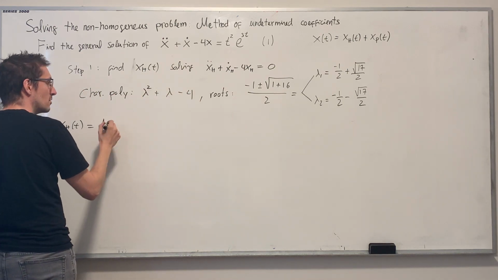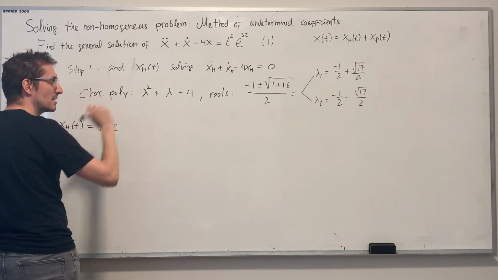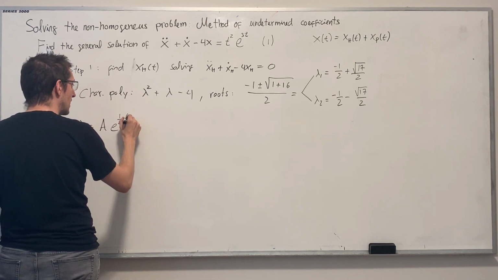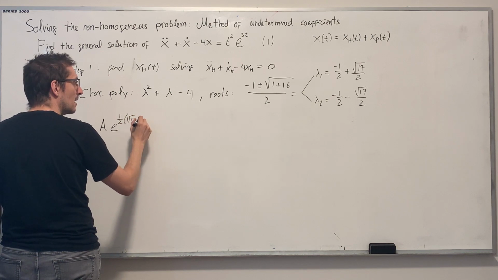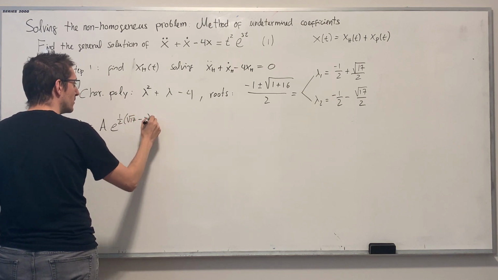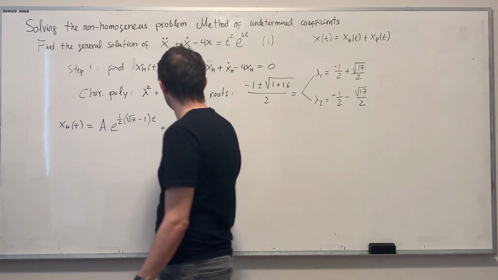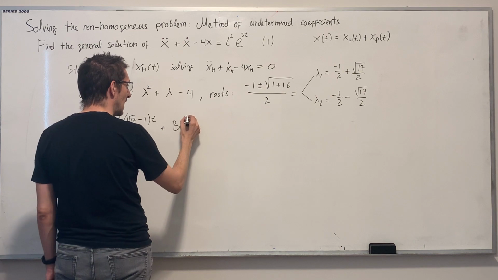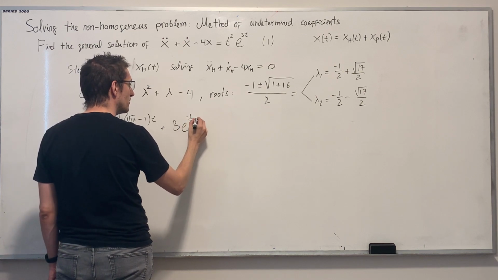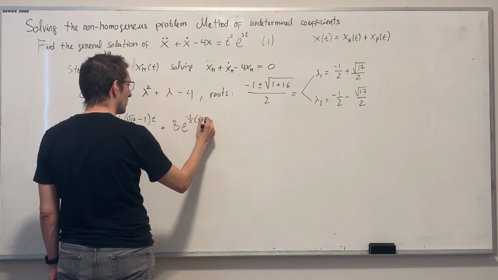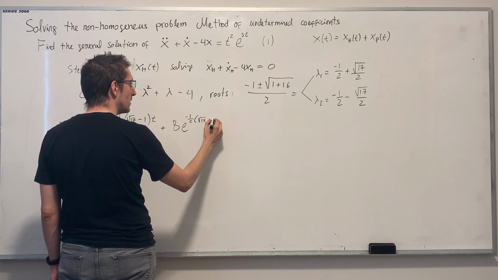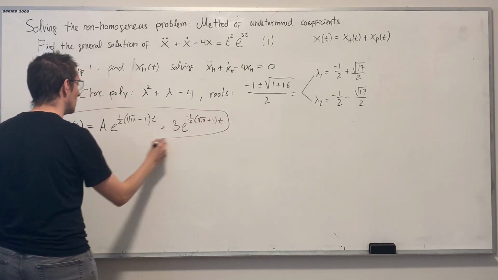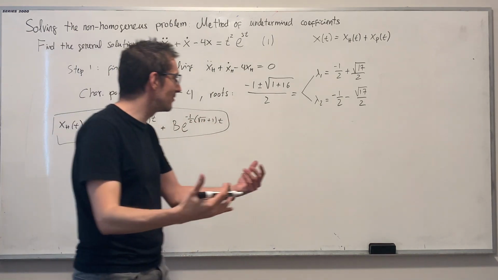So in this case, constant a, exponential of the first eigenvalue t. Now I'm going to take a common factor 1 over 2, and that means that I have root of 17 minus 1 for the first one times t, plus b exponential of the same thing here. I'm going to take minus 1 over 2 as common factor, and that gives me root of 17 plus 1 times t. And that is the solution to the homogeneous problem. All right, so we have the first solution.